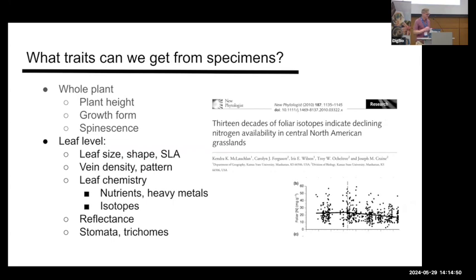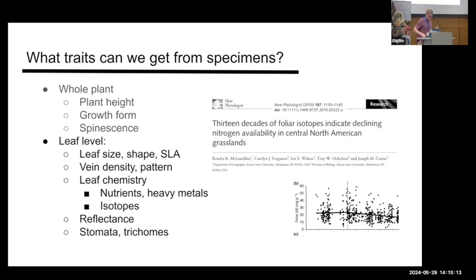All right, and then leaf level traits like leaf size, shape, and SLA. I think, Will, you have some thoughts on leaf size and shape that you'll share here later. You don't need to right now. Okay, cool. Vein density, vein patterns, leaf chemistry, nutrients, heavy metals, isotopes. There's a handful of papers for all of these different traits, which is really cool.